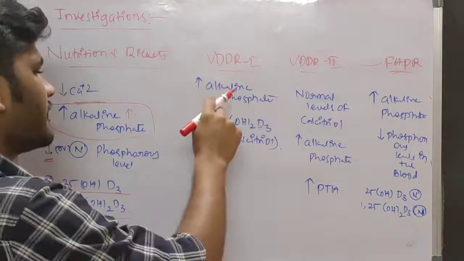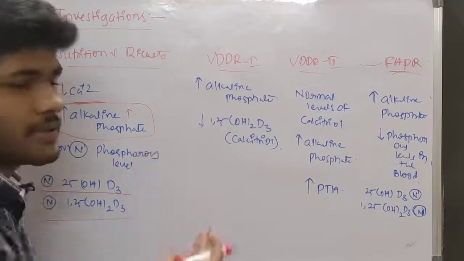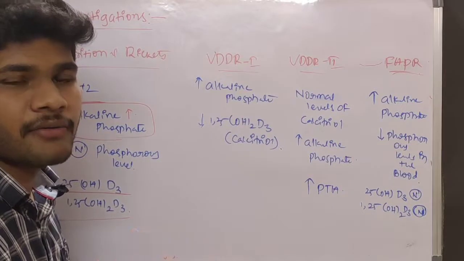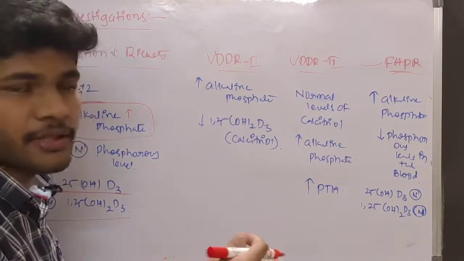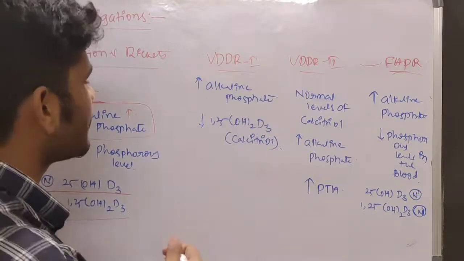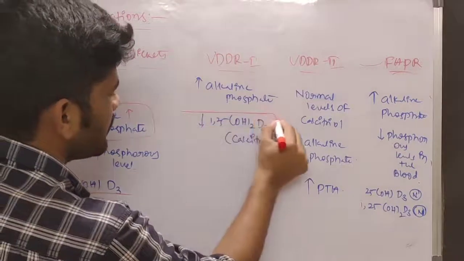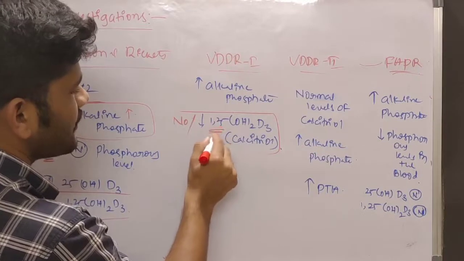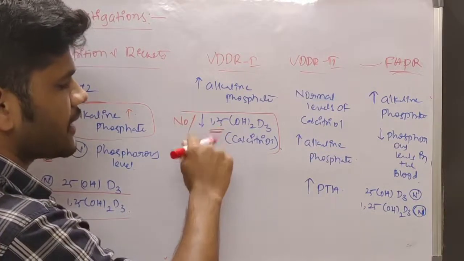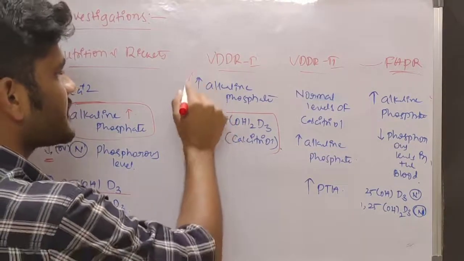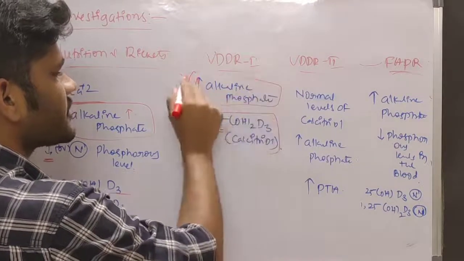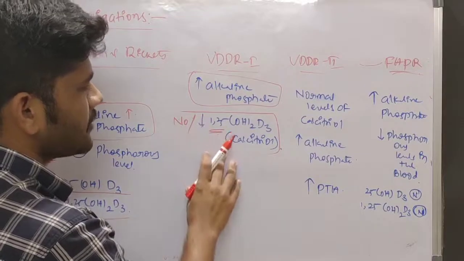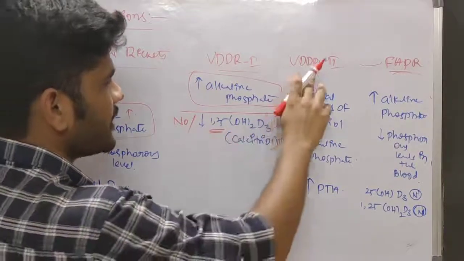deficiency rickets. And in VDDR type 1, when there is no 1-alpha hydroxylase for the conversion of 25 hydroxycholecalciferol into calcitriol, there are no or decreased levels of calcitriol, and also increased alkaline phosphatase levels are observed. So this is about VDDR type 1, and now VDDR type 2.